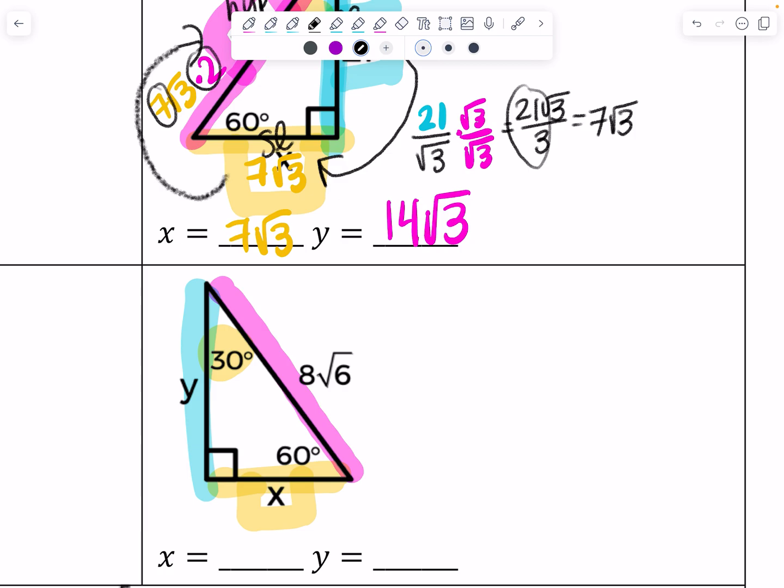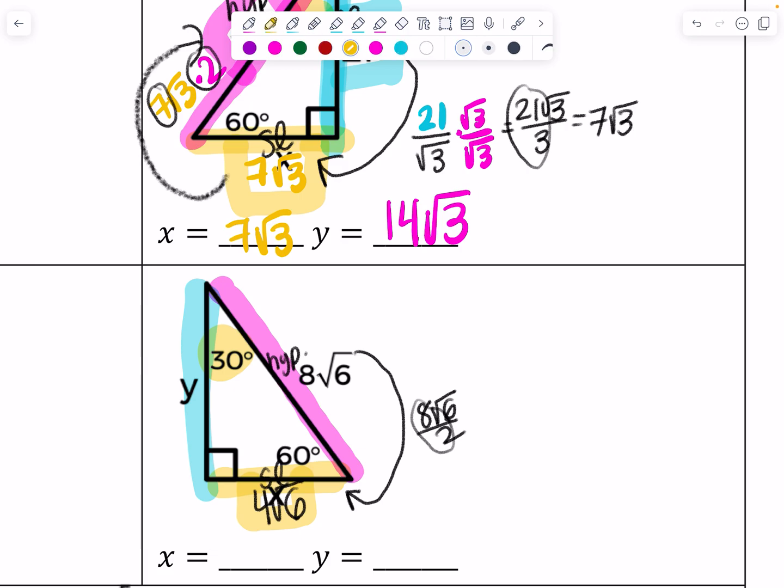How do I get from that hypotenuse, HYP, back to the short leg? I'm going to get smaller, so instead of multiplying by 2, I'm going to divide by 2. 8 root 6 divided by 2: 8 divided by 2 gives me 4. So my short leg is 4 root 6. 4 root 6 is what x is.